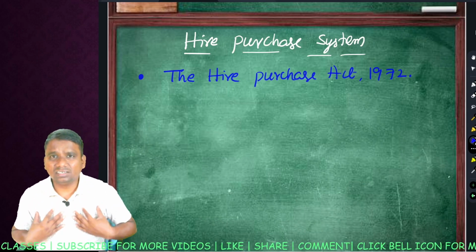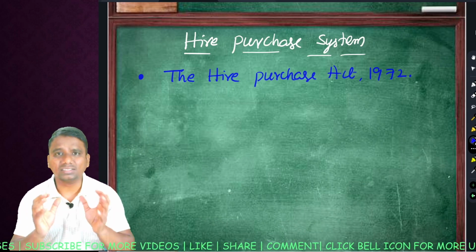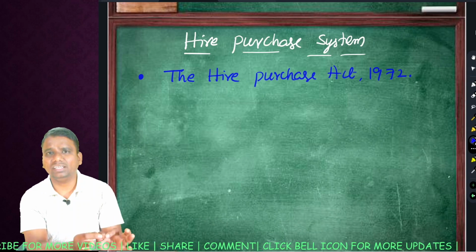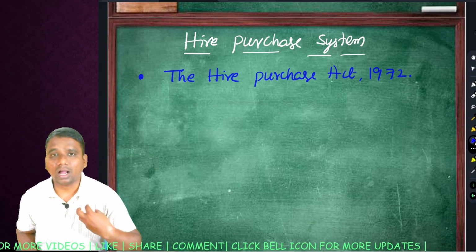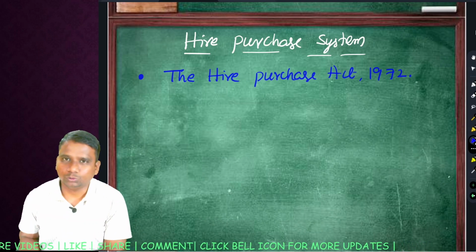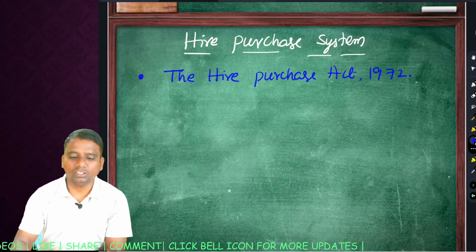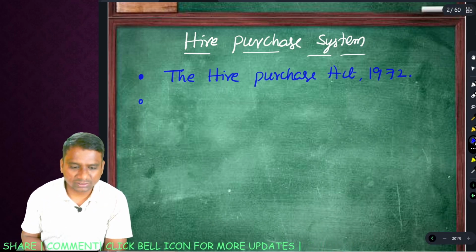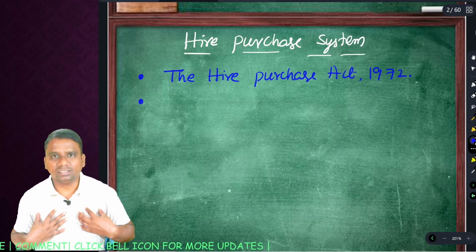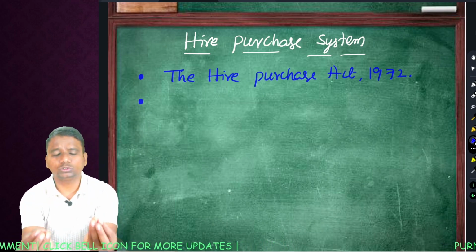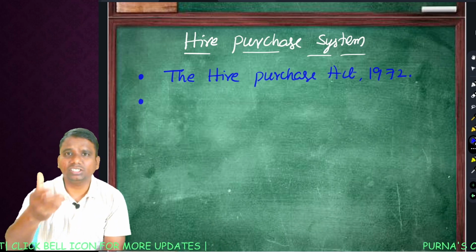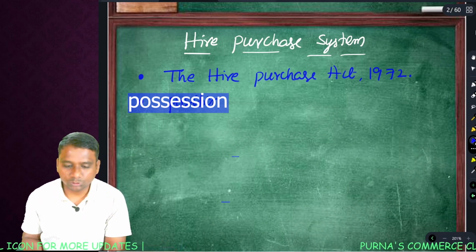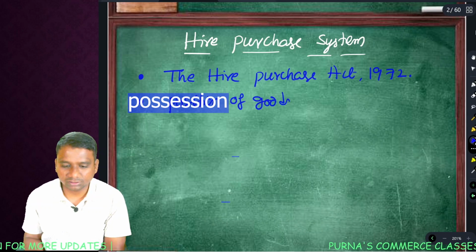Why? Because as a seller, I am selling the goods. I am passing the possession of goods to another person. So when he fails to pay the amount, I should get the right to repossess the goods. That's why an act is introduced, that is the Hire Purchase Act 1972. Now tell me, under this hire purchase system, what happens? Seller sells the goods to the buyer. Only the possession is transferred. Possession of goods is transferred.